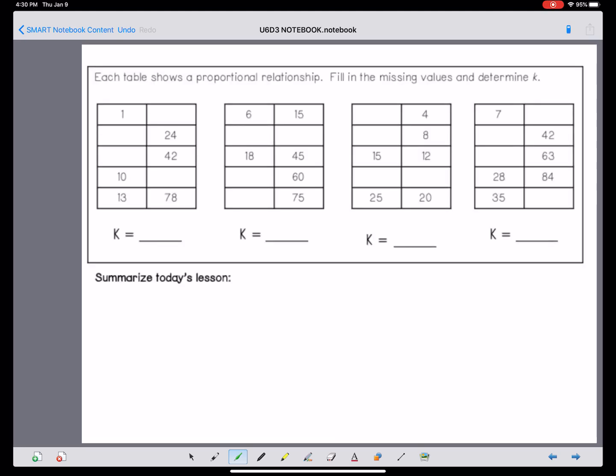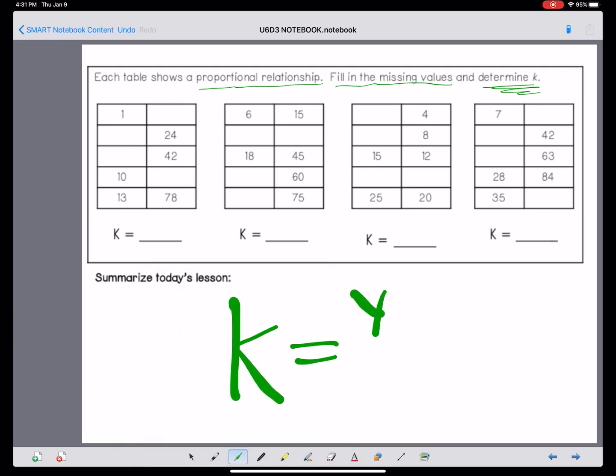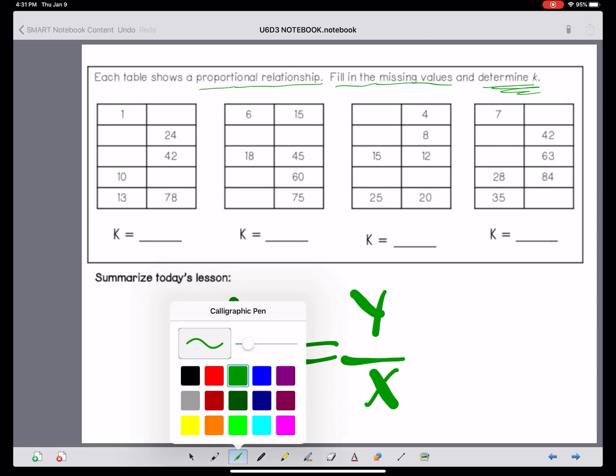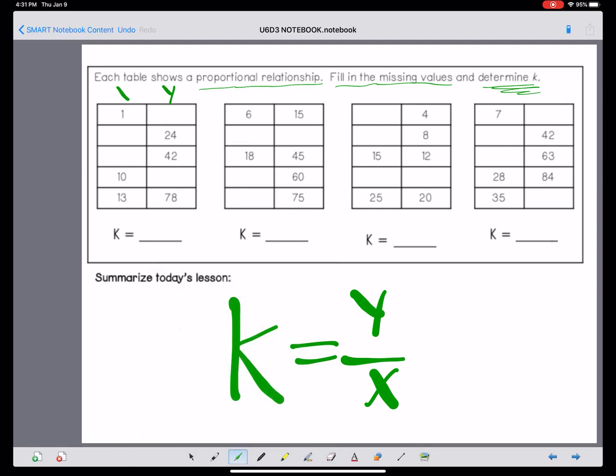All right, so each table shows a proportional relationship. So it looks like all of these are going to be proportional because it just told us that. Fill in the missing values and determine k. We want to know what the constant is. That really important equation is the constant is equal to y divided by x. First column listed is always going to be our x value, and the second one listed will always be our y value. So I can just go ahead right here and label all of these.